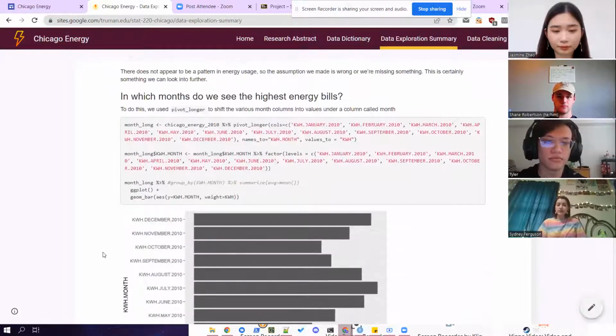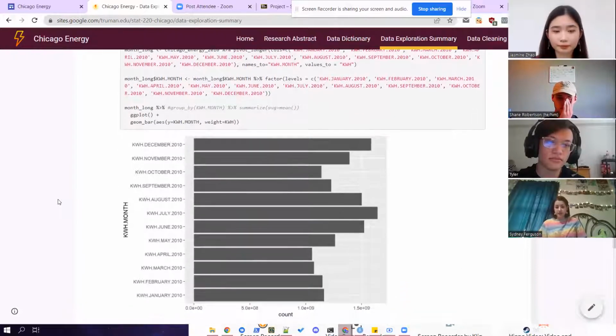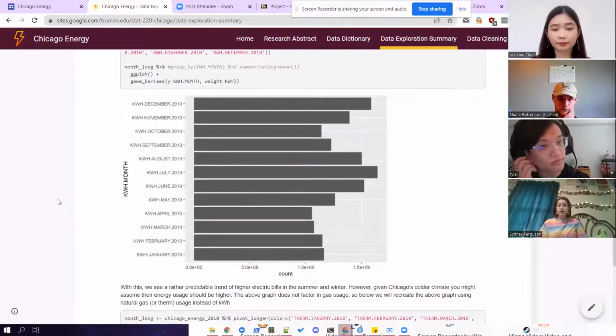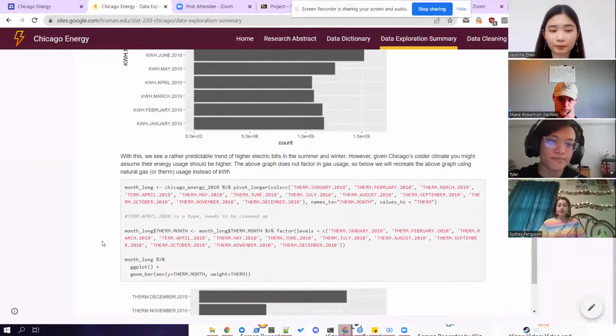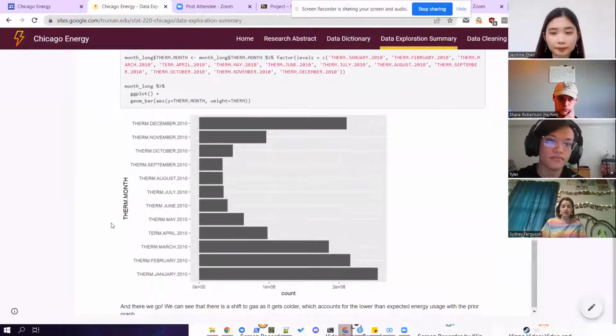And then the next question is, in which months do we see the highest energy bills? This graph shows the trend of higher electric bills in the summer and winter. However, given Chicago's colder climate, you might assume their energy usage should be higher. The graph shown now does not factor in gas usage. So below, we recreated the graph using natural gas instead of kilowatts. And you can see that there is a shift to gas as it gets colder, which accounts for the lower than expected energy use from the prior graph.